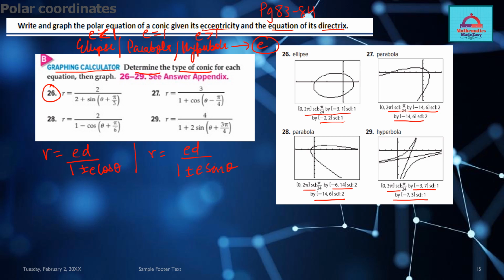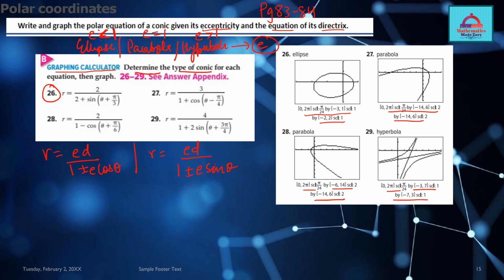So I'm going to do, as I told you, question 26 for you. So for question 26, let's see what is to be done. In question 26, R is given to be equal to 2 divided by 2 plus sine theta plus pi by 2.